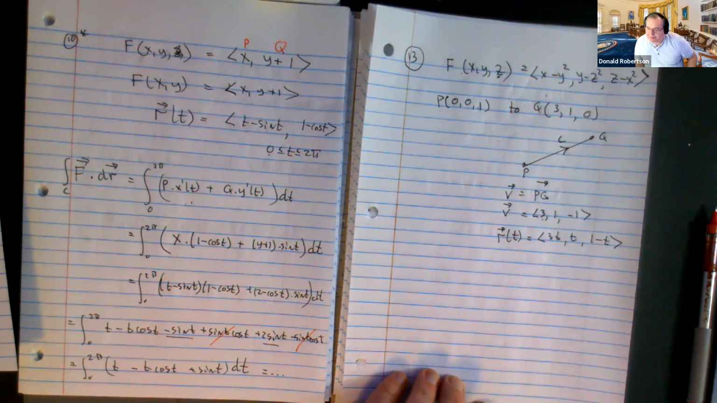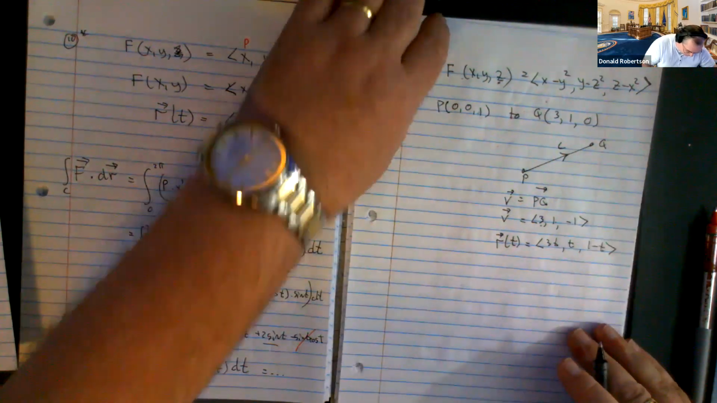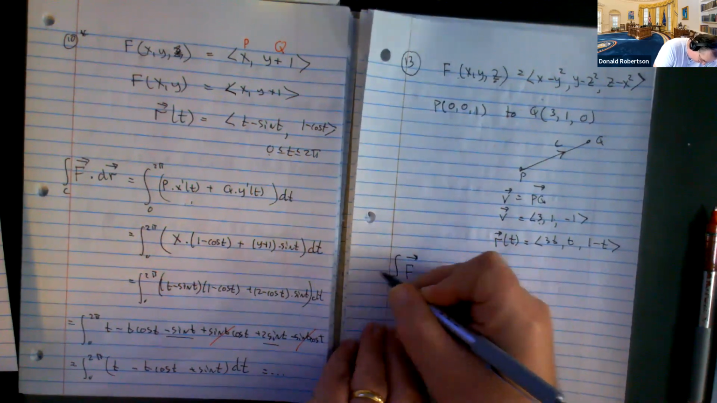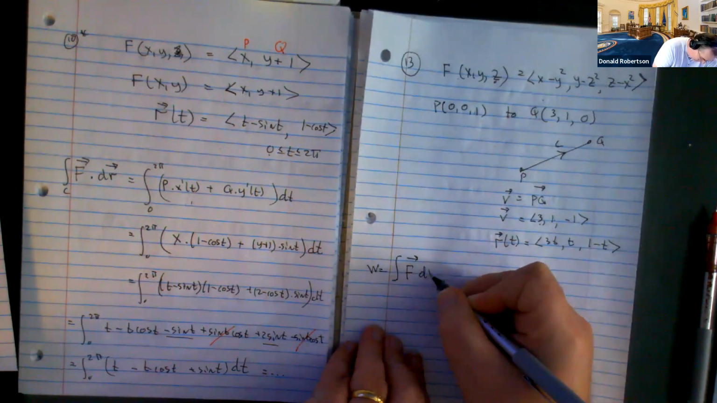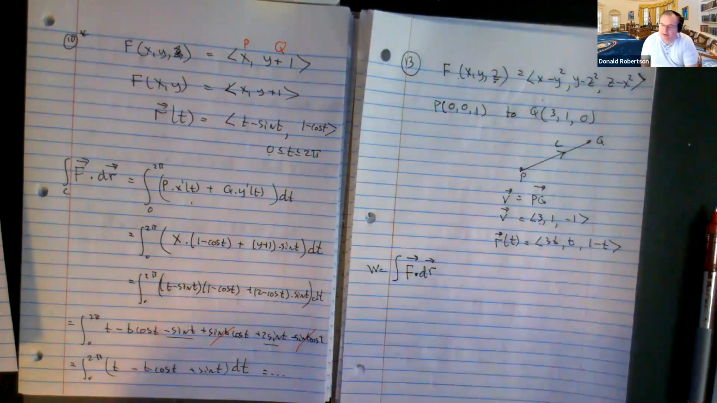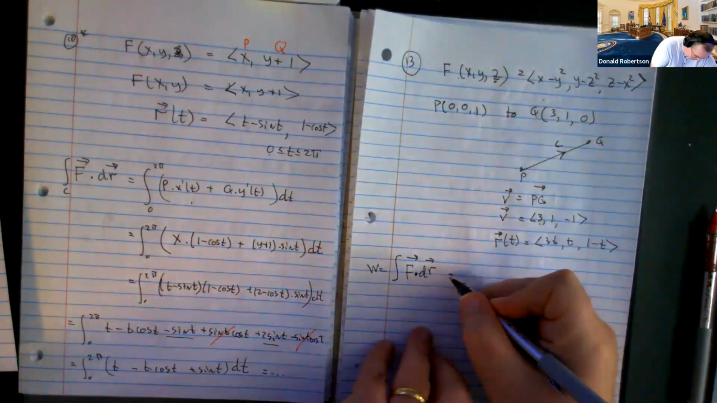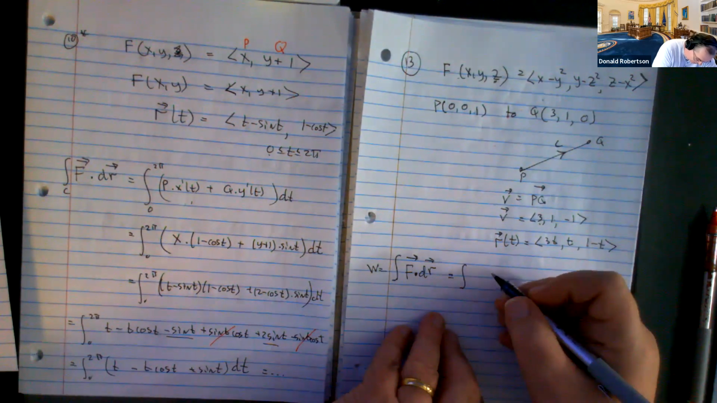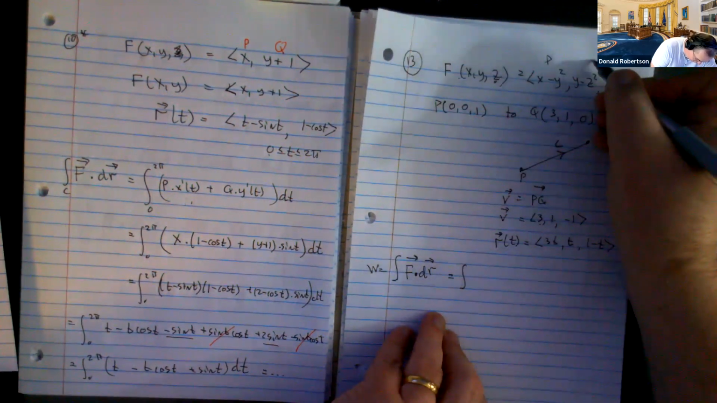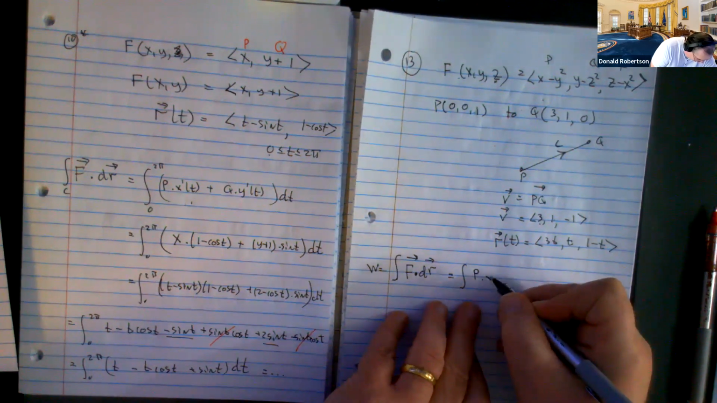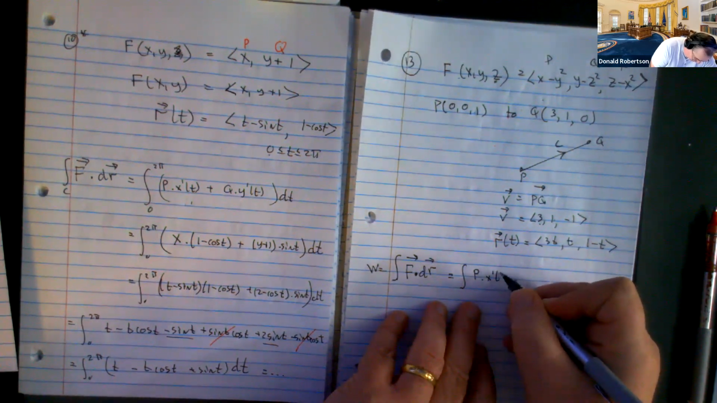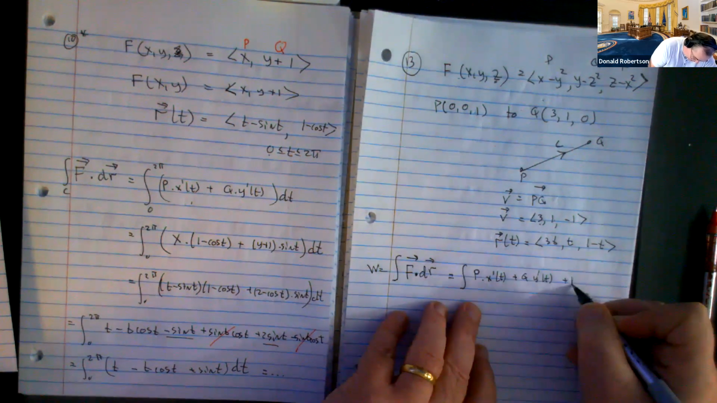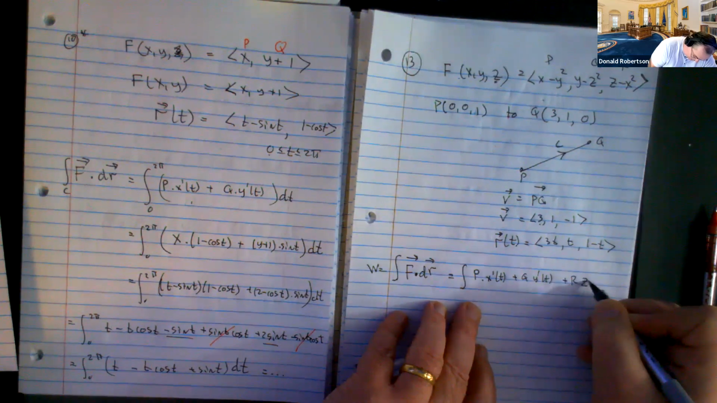Comfortable with that? Okay, let's put the package together then. The work done is that guy. In this case, there's my P, there's my Q, and there's my R. So it's going to be P(x(t), y(t), z(t)), Q, R, dt.